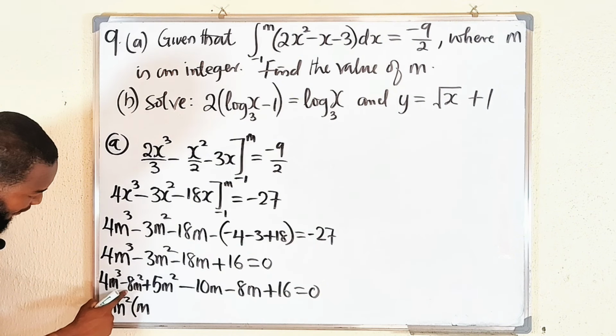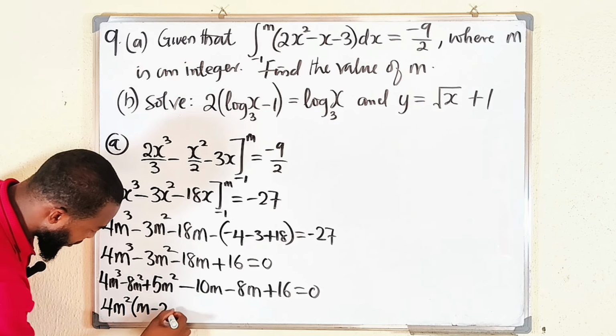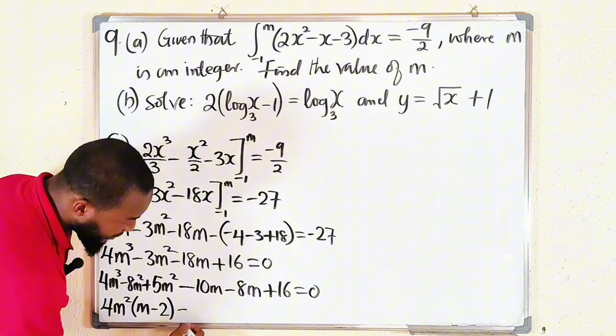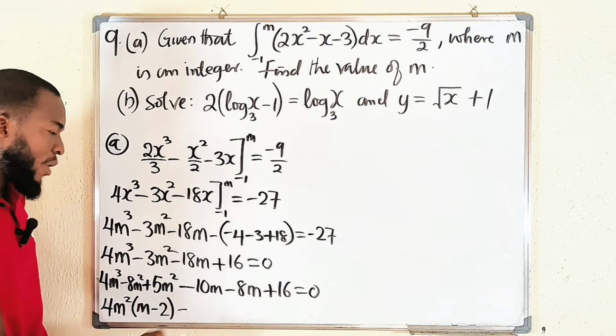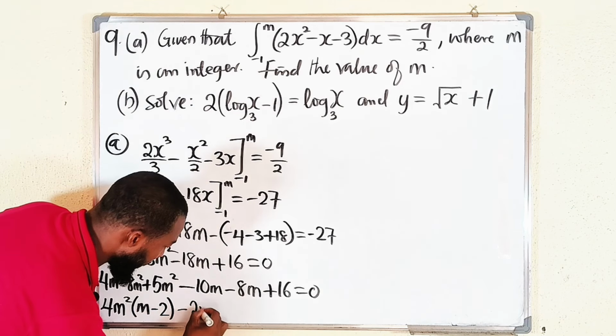Then the whole of this divided by this, m squared will cancel m squared. Negative 8 divided by 4 is negative 2. Moving to the next one, we have minus, what do we have here in common? I can see m in common, and the numbers we have 2, right? So minus 2m.